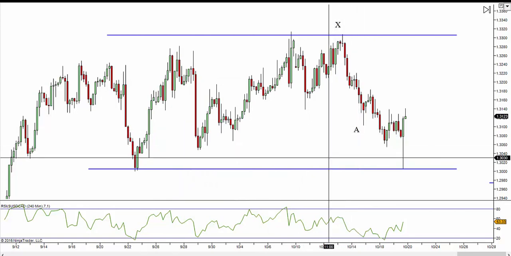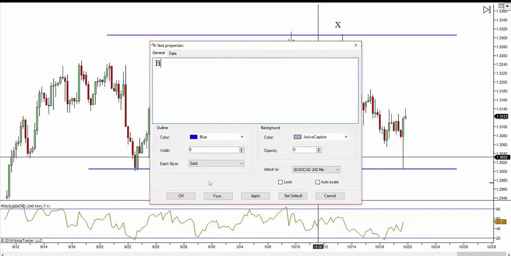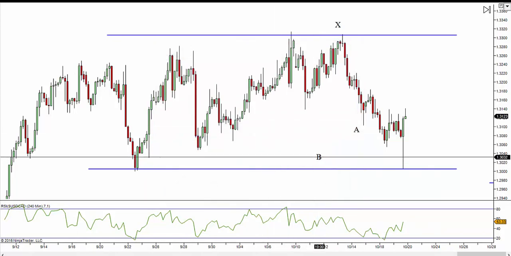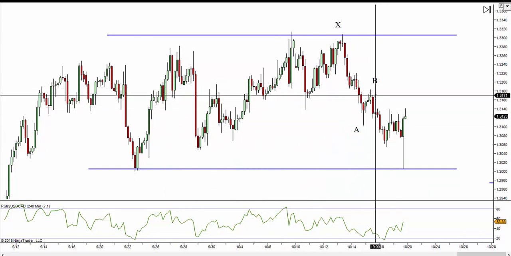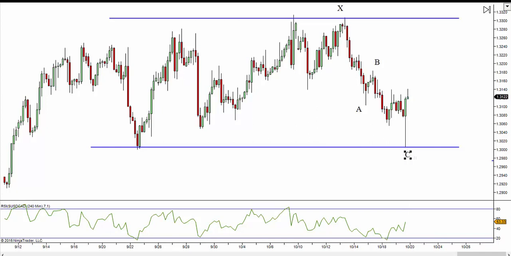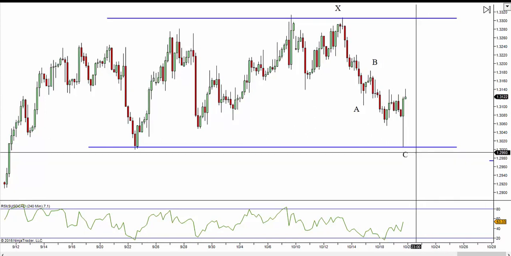What else? Our B point. We got that as well, didn't we? X to A to B. And now we just put on our Fibonacci extension tool, so we now know that we have our valid C point down here. Okay, what was the next step?